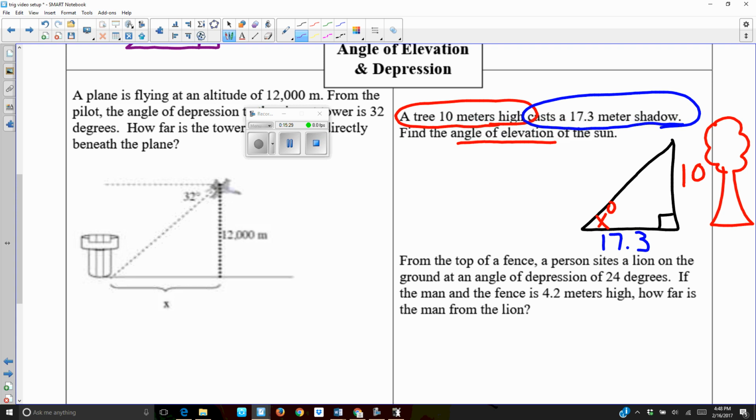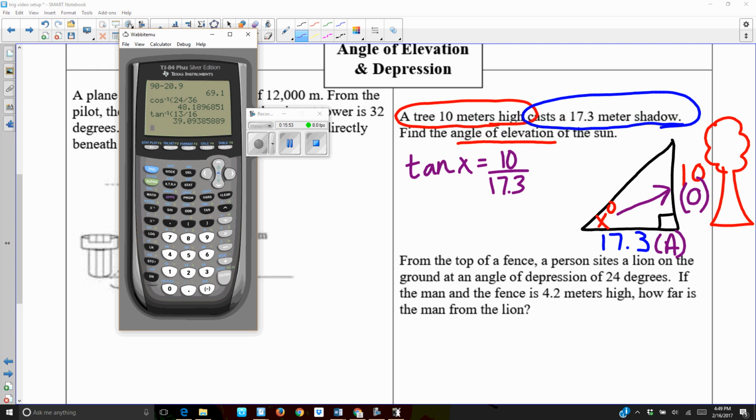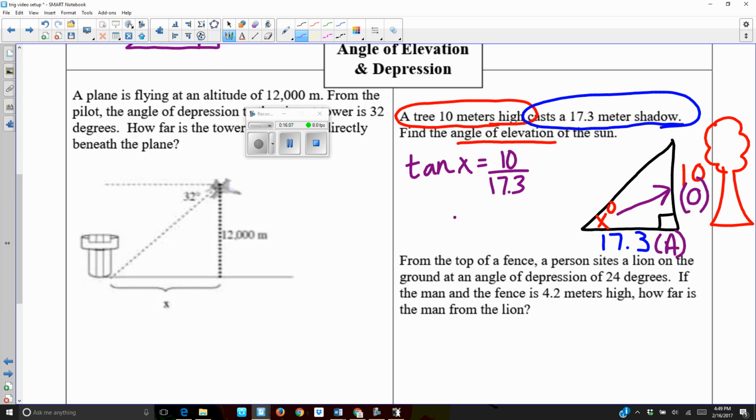So again, you're going to use the second key in your calculator. You should recognize 10 is the opposite side from x. 17.3 is your adjacent side from x. So that means we're going to use the tangent trig function to solve this problem. So in your calculator, hit second tangent, 10 divided by 17.3. And you should get your angle roughly as 30 degrees.